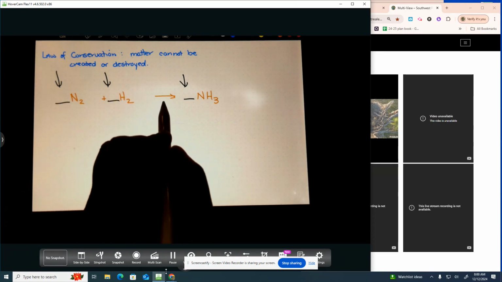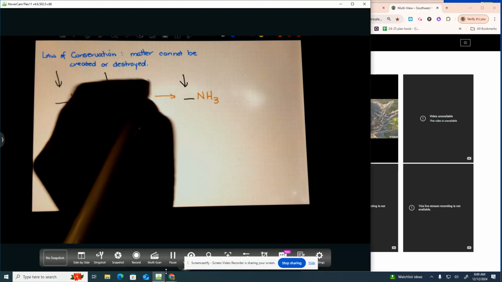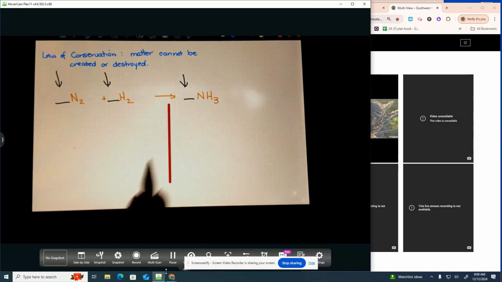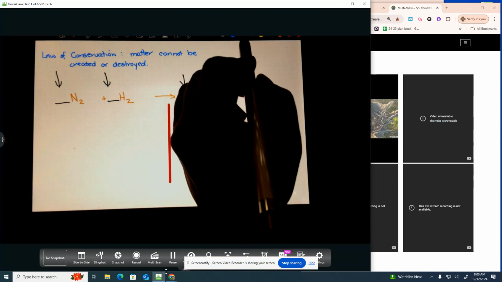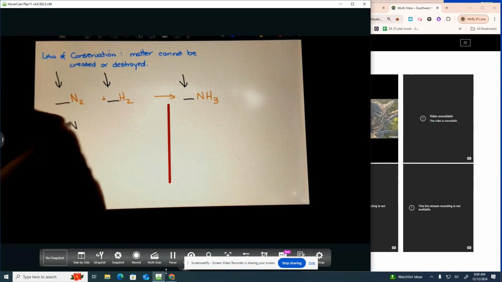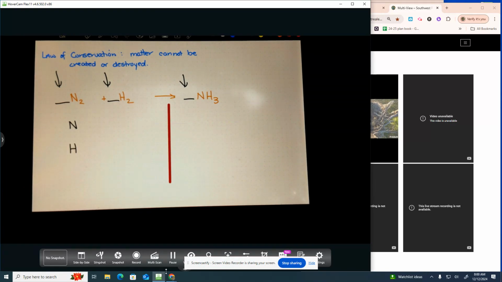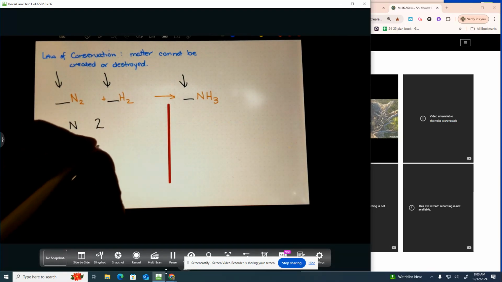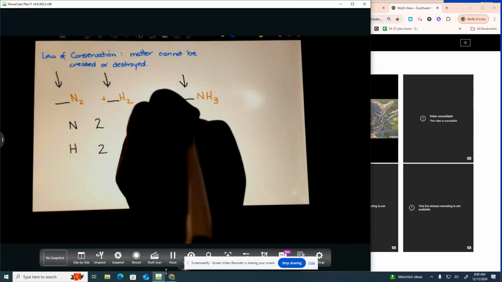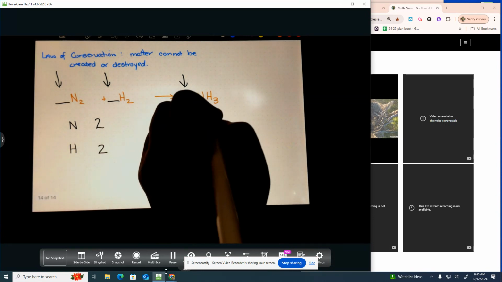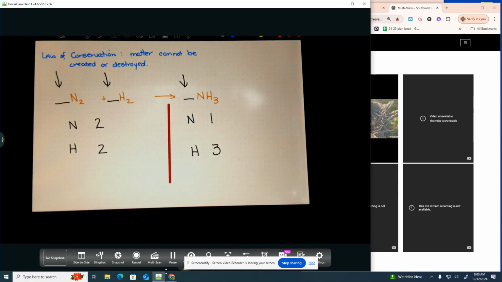I'm going to make a line, and I'm going to do it in red, that splits my reactants from my products. So here is my reactant side, here's my product side. On the reactant side, I have nitrogens and I have hydrogens. I make a list of all the atoms I have. I have 2 nitrogens and I have 2 hydrogens total on this side. Now I'm going to make the same exact list, N and H. I've got 1 nitrogen and 3 hydrogens. They don't match, so we know it's not obeying the law of conservation, which you already told me. Okay?